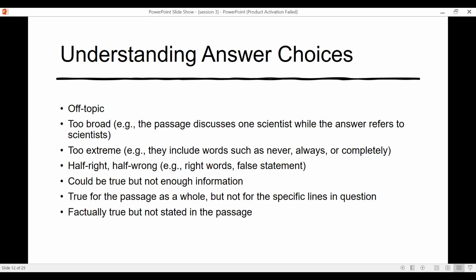So the SAT shouldn't go for any biased attitudes. Half right, half wrong. Yes, half of the answer choice can be right in terms of what you've read, and the rest is totally wrong, or you simply cannot prove it from the passage.